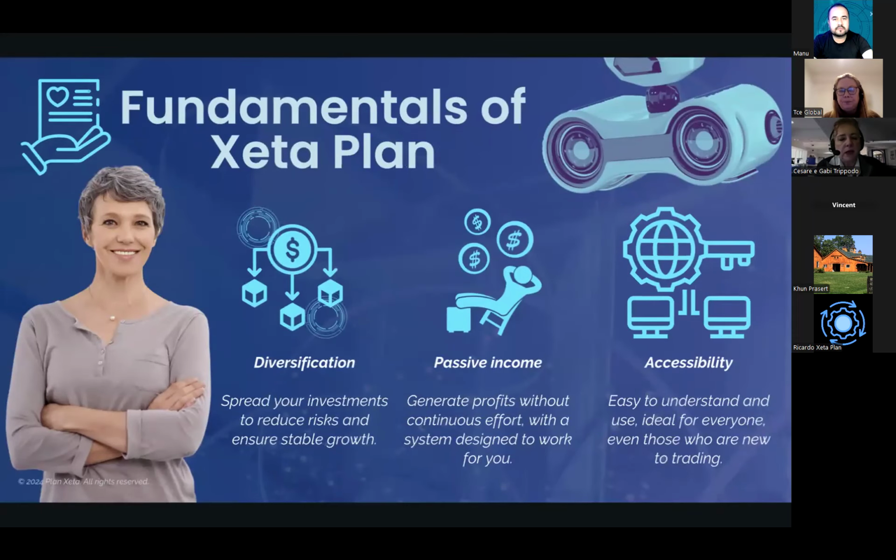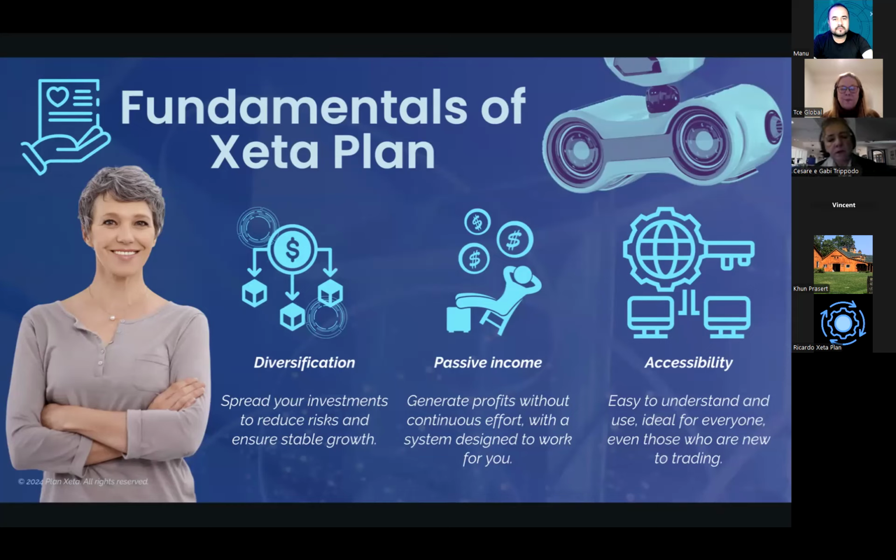And Xetaplan follows these fundamentals. The first one being diversification, spreading your investments to reduce risk and ensure stable growth. And this is very important. Not only are you diversified in Xetaplan because you can invest in crypto and Forex, we also give you options to use different brokers and use different exchanges to ensure you don't put all your eggs in the same basket.